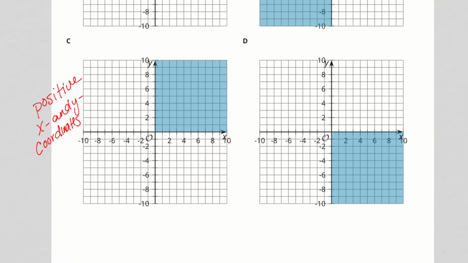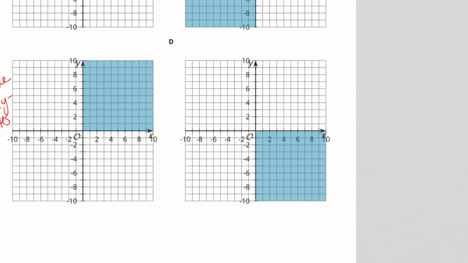Okay, what about D? What does that one have? They both have negative x and y values. Ooh, they're both negative? You sure about that? One's positive and one's negative. Which one's positive? The x. Okay, so positive x coordinate and negative y coordinate.